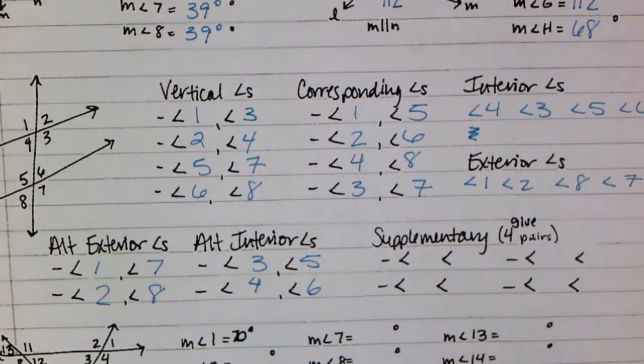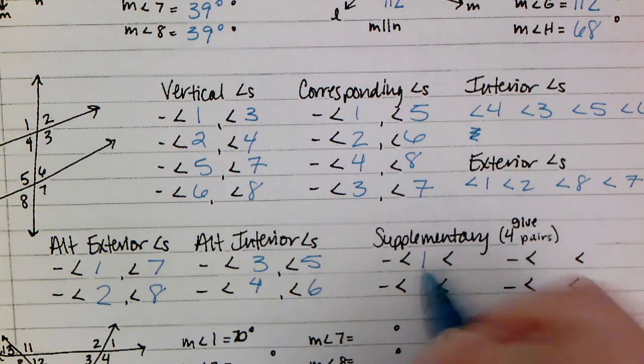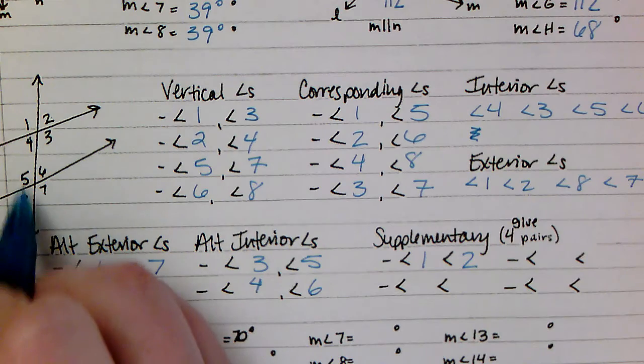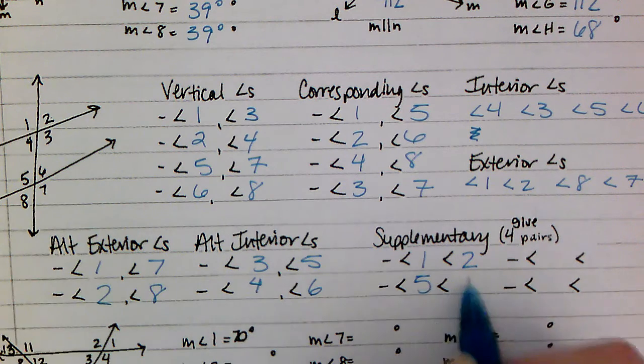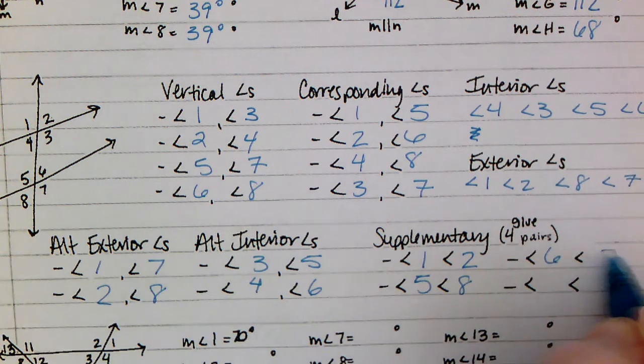Supplementary angles, there are a ton of supplementary angles in here. I only need 4 pairs. So I just need 2 angles that will line up to make a straight line. So I could use 1 and 2. I could use 5 and 8, make a straight line together. I could use 6 and 5.